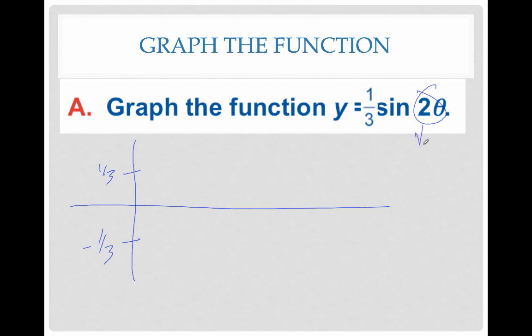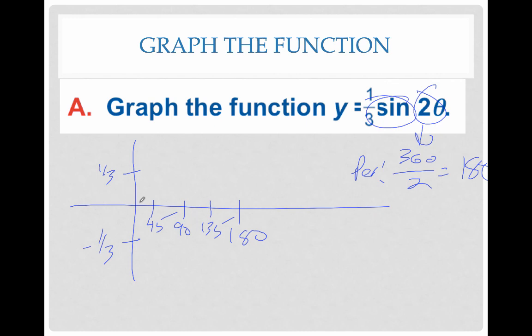And then I've got this 360 divided by 2 for the period. Remember, period, 360 divided by b. That's 180. That means I'm going to be done in 180. 90 is a half, 45, 135. It's a sine. Start at the origin, max, back, down, back. Every time, people. Every time.